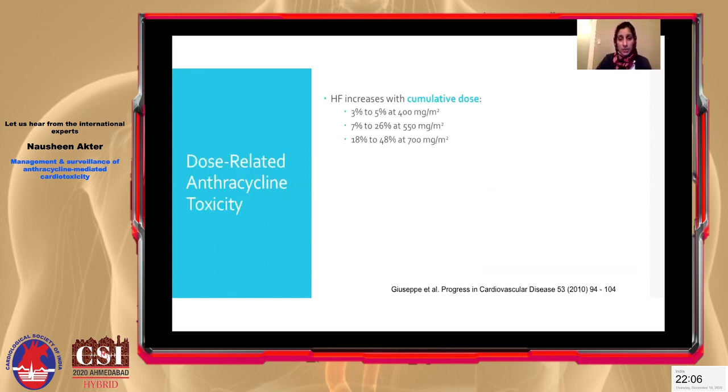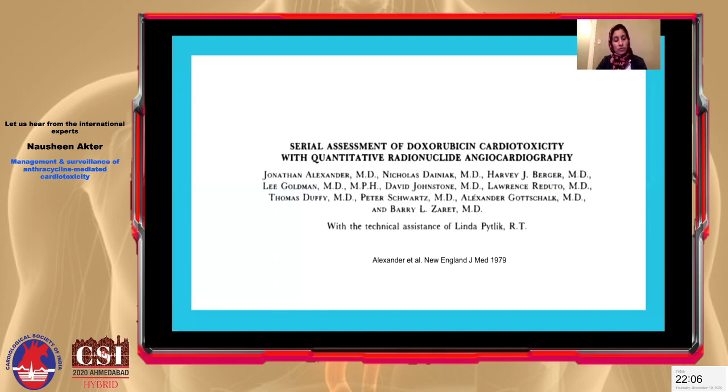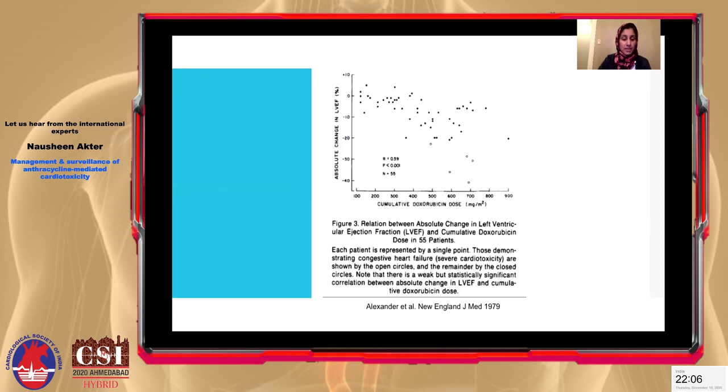Heart failure increases with cumulative dose. In a retrospective review, the incidence is almost 25% when the cumulative dose exceeds 550 milligrams per meter squared. And so a lifetime cumulative dose that's thought not to be exceeded is 450 milligrams per meter squared. Alexander and colleagues established LV ejection fraction with MUGA scans to monitor anthracycline cardiotoxicity in 1979, and this is almost 8 years after the first reported cases.